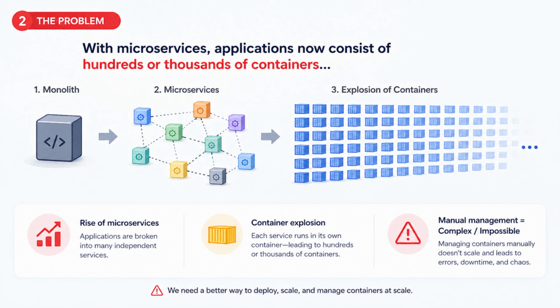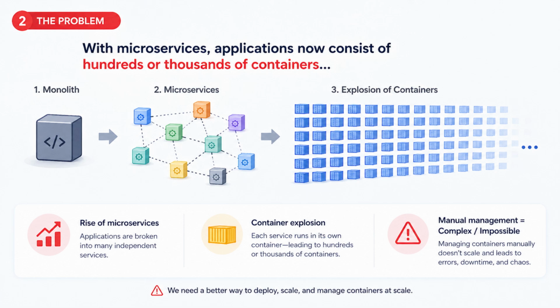Over time, software architecture evolved from monolithic applications to microservices. Instead of building one large application, developers started building many smaller, independent services that work together. Each of these services often runs inside its own container. Now imagine this. Instead of managing one application, you're managing hundreds or even thousands of small containers. And these containers might be running across multiple machines and environments. Trying to manage all of that manually, or with simple scripts, quickly becomes overwhelming.